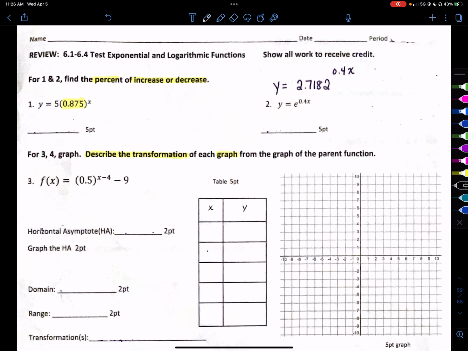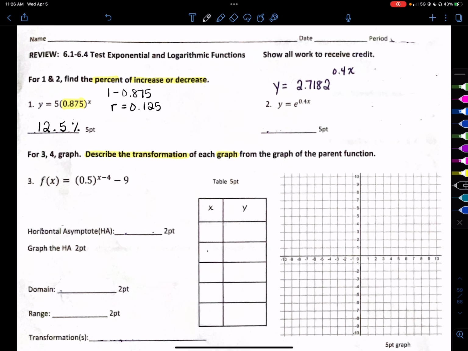When we have a decay, we take 1 minus the B value, and that'll let us find the rate. So 1 minus 0.875. You should have a calculator in front of you to make sure that you're actually practicing this so that you get the same correct answers on the test. So the rate is 0.125. Convert that to a percent, and we have 12.5%.